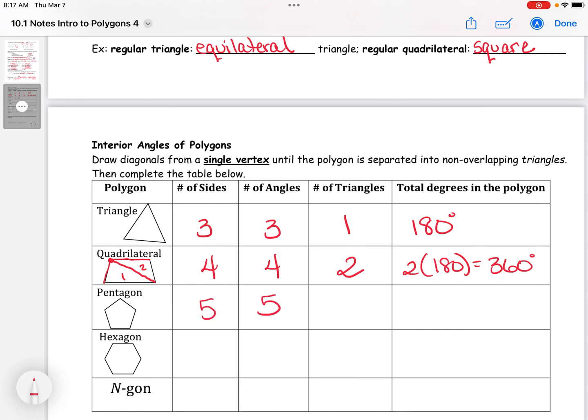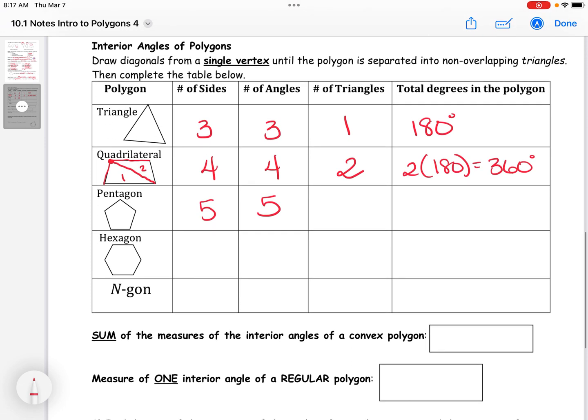So let's do the same thing with our pentagon. There's 5 sides and 5 angles. So I'm going to pick this point right here. And those 2 sides don't really count. So I have 3 triangles. And so all the angles in the pentagon added up are going to be 3 times 180, which is 540.